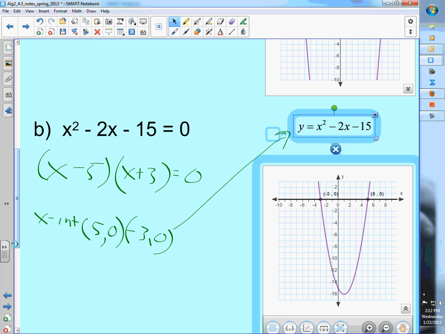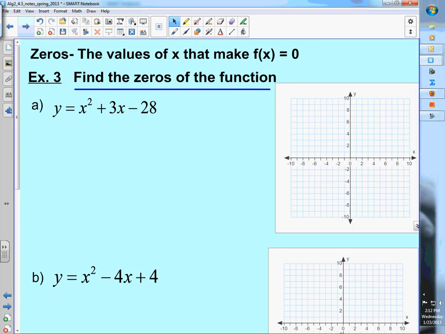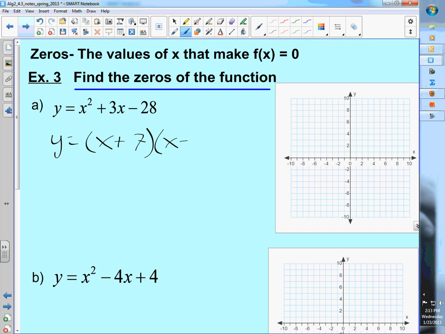Too fast? Is everybody okay? It's a lot of material coming at you guys. What form is this in? Standard form. Okay? This is a function. It's asking you to find the zeros. What do you do to find the zeros? Factor. Okay? To find the zeros, you want to factor y is equal to x plus and x minus 4.